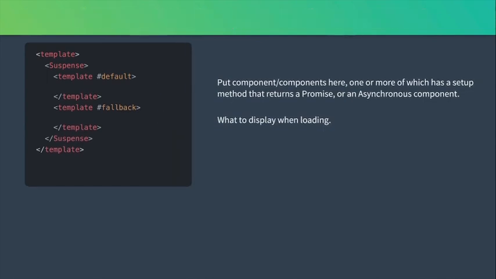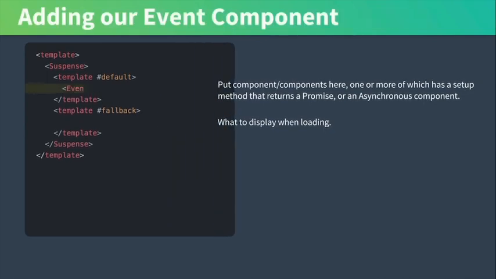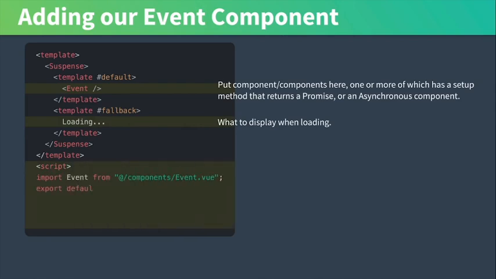Let's build out a simple example. Here we'll put our event component. We've used this in previous lessons. Then we'll simply display loading while this is loading. Inside of our script tag, we'll simply include this event component. And let's take a look inside that file right now.